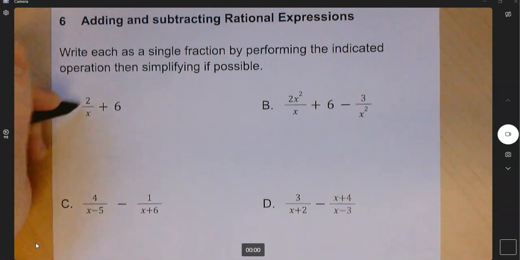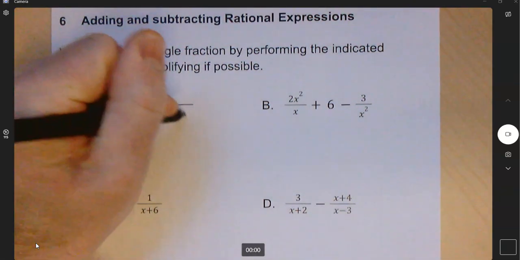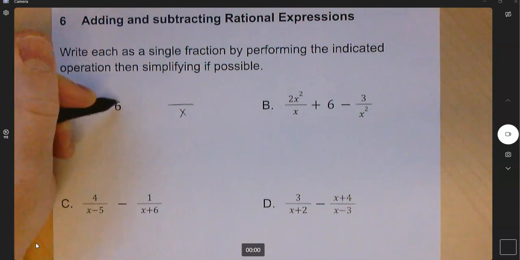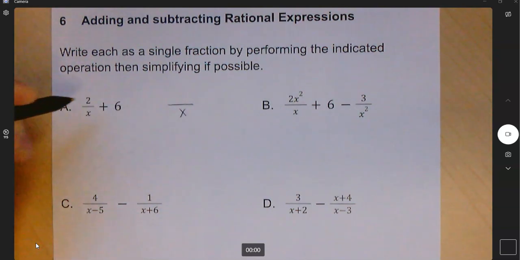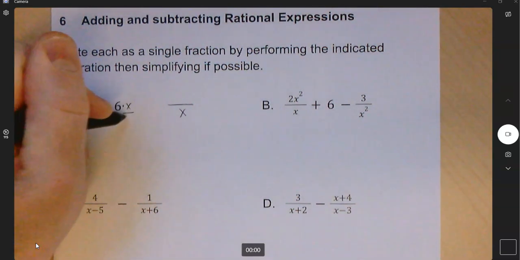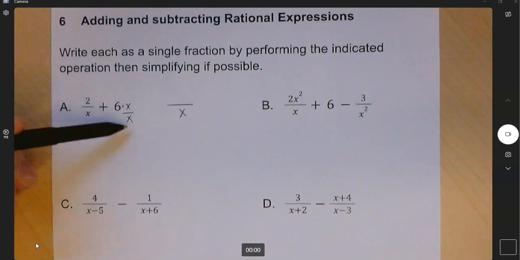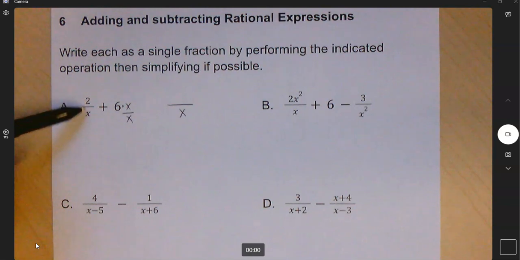So in this case, I'm just looking at this, and hopefully you guys are too, and thinking, I need a common denominator of x. I know in my final answer, there needs to just be an x in the denominator, because that's the only denominator I see. So before I can add these, 6 doesn't have that denominator. So I'm going to multiply the top and bottom of 6 by x over x, a fancy form of 1. Now I have a common denominator, 2 over x, plus 6x over x, and I can actually add my numerators.